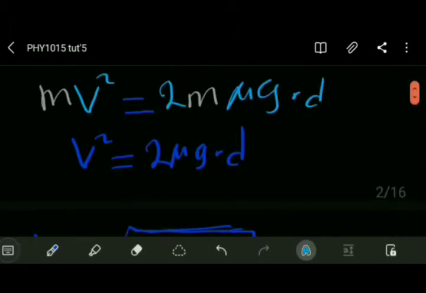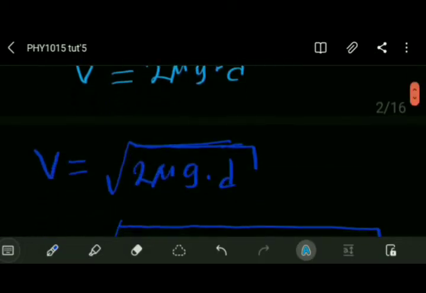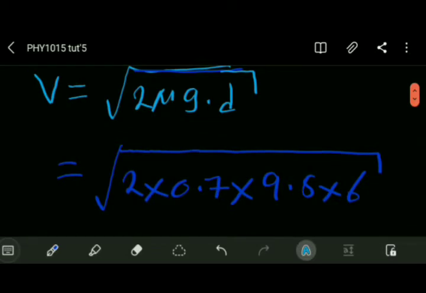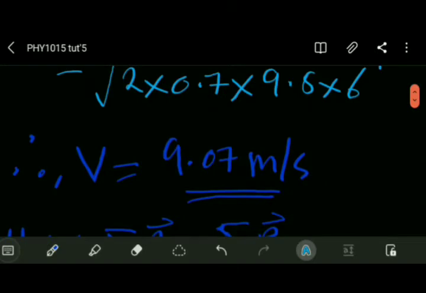times the distance. Then you proceed and find v as v equals square root of 2 mu gd, and then finally you can simply evaluate, and you find your final speed for both cars as 9.07 meters per second. So now we know that as the cars are skidding, they are moving with a speed of 9.07 meters per second.